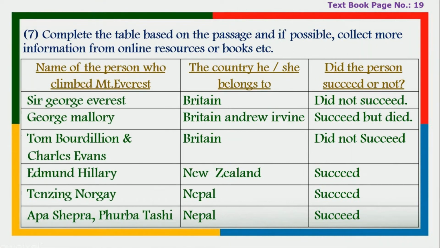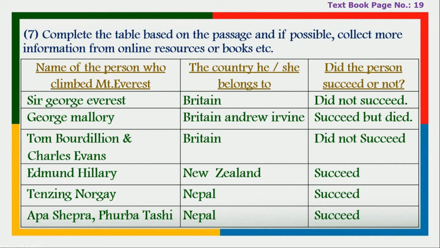Next question, complete the table based on the passage and if possible, collect more information from online resources or books, etc. Name of the person who claimed Mount Everest, the country he or she belongs to, did the person succeed or not. So here are some of the persons who tried to climb Mount Everest.